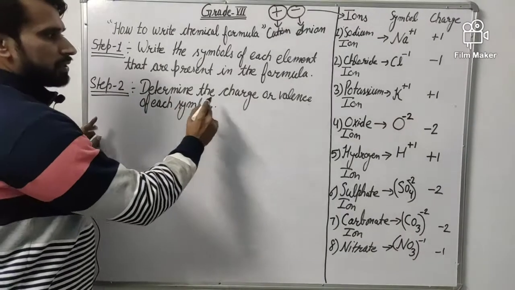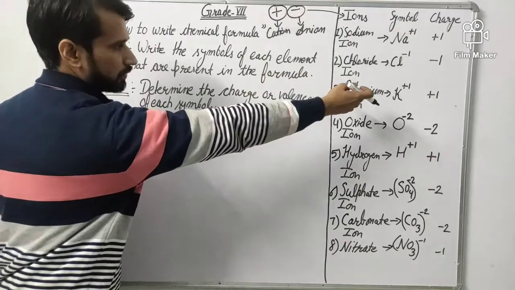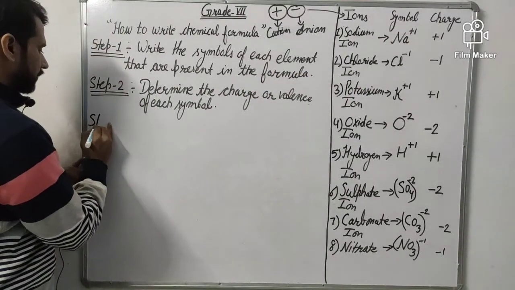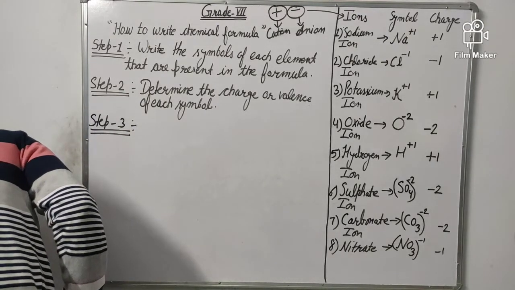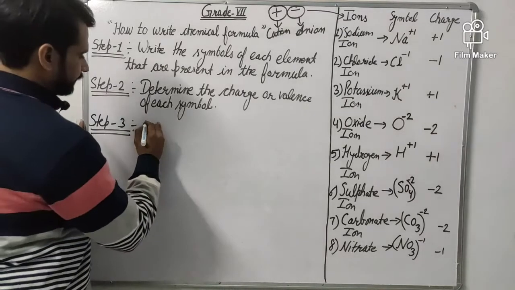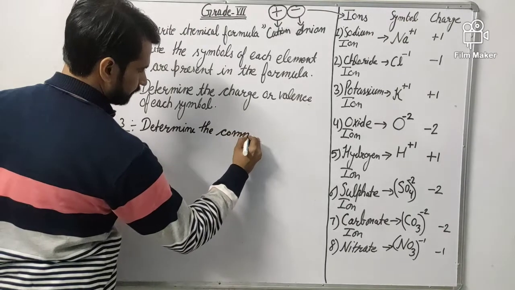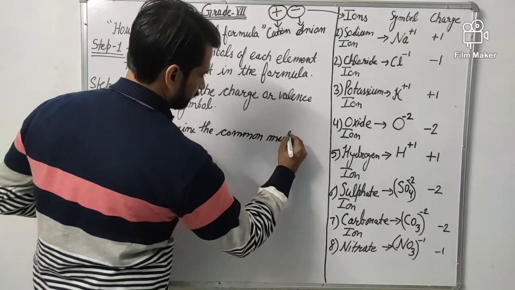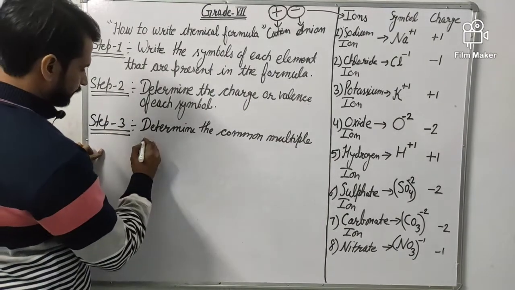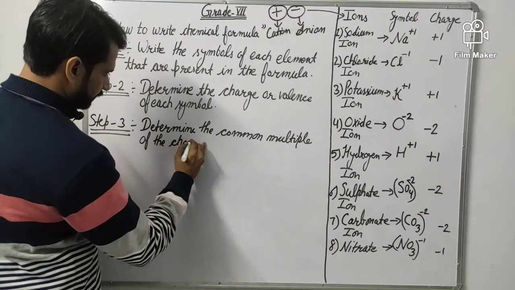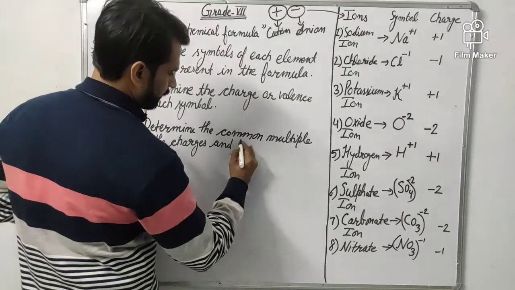So step number 2: determine the charge or valence of each symbol. There are some elements, their ionic forms and their charges. You can easily watch from there and predict the formula. And step number 3: determine the common multiple of the charges and balance the total positive and negative charge.